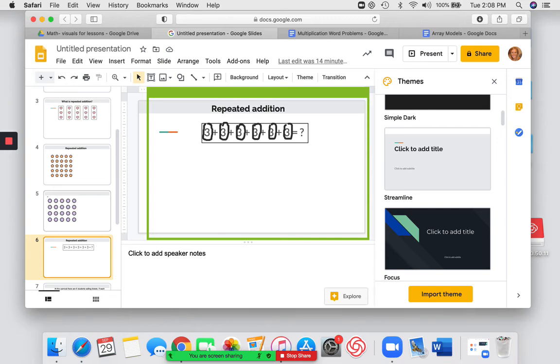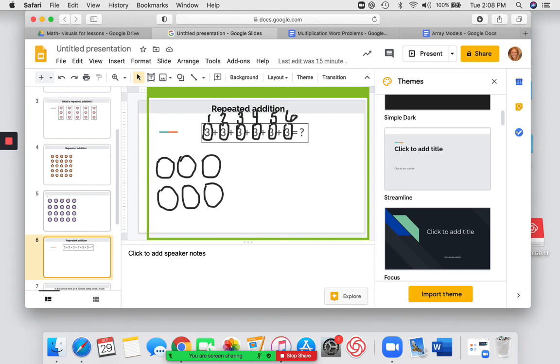How many groups did I just circle? How many sets of 3? Count your circles. 1, 2, 3, 4, 5, 6. There are 6 groups. So picture 6 groups. How many are in each group? We'll just look at your each. In your addition number sentence, what number are you adding over and over? That's your each factor. You're adding that number 3 over and over. So what this means is there are 6 groups of 3.